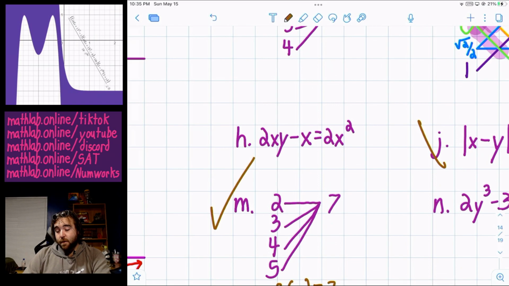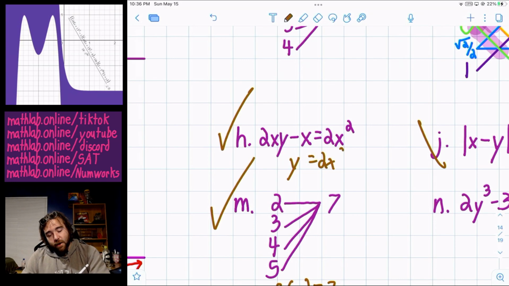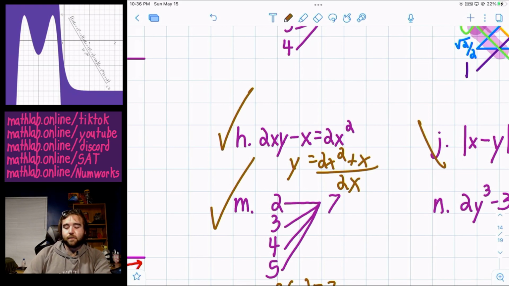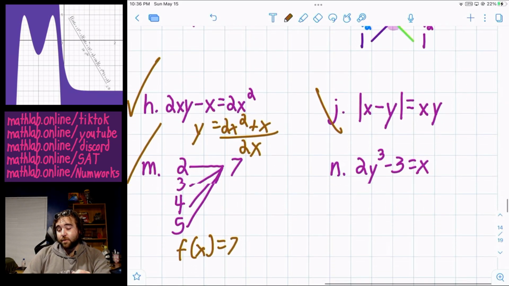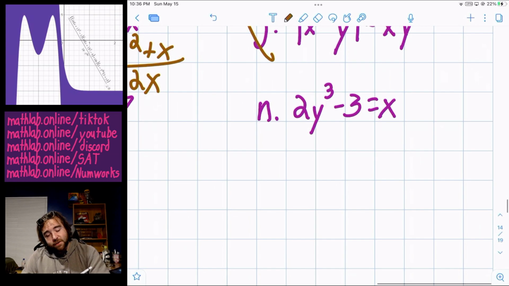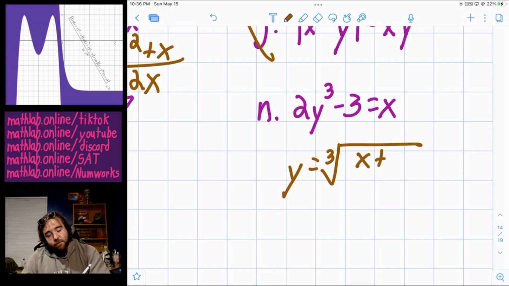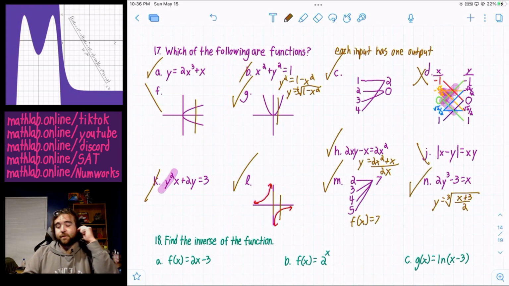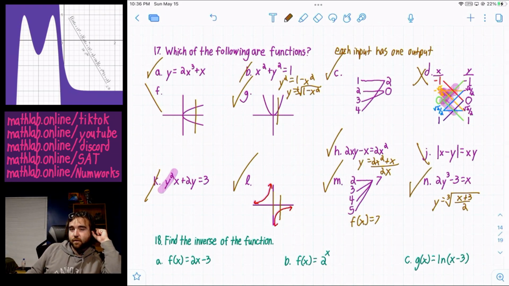This one is a function because you can do something like y equals 2x squared plus x over 2x and solve for y, no plus or minus. And same with this actually, because you can go y is the cube root of x plus 3 over 2. So that one is as well, even though it's y cubed, that one is still a function.